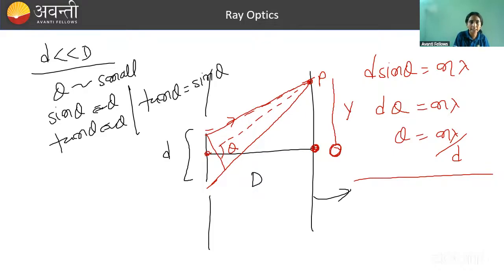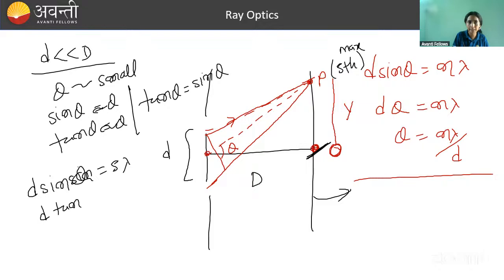So in that case, let's say P is fifth maxima, ठीक है, मैंने माना कि P fifth maxima, and I have to calculate the position of fifth maxima from here. What will I do here? So fifth maxima का मतलब d sin theta. This is the basic formula. d sin theta is 5 lambda. And sin theta here can be written as tan theta. It is 5 lambda. And tan theta will be equal to this y by this D.